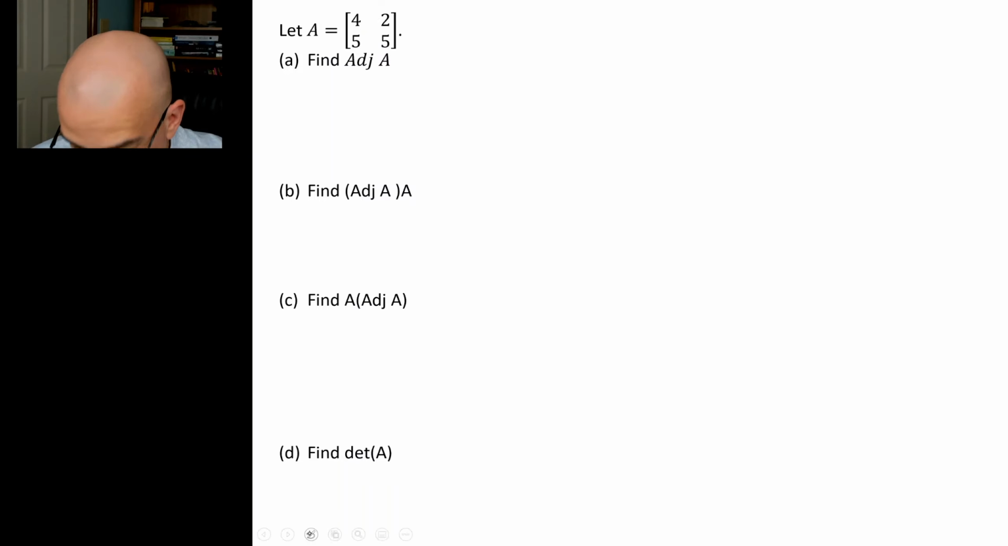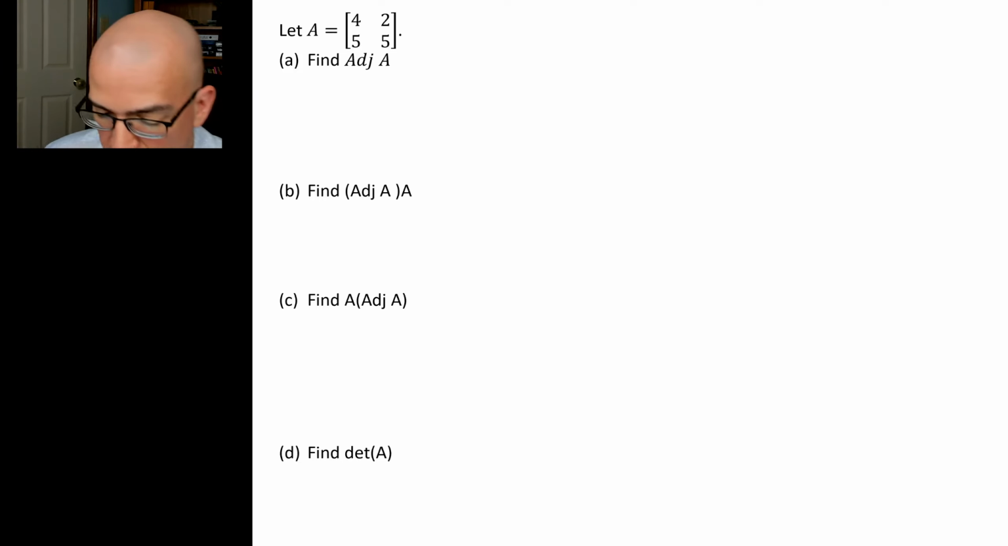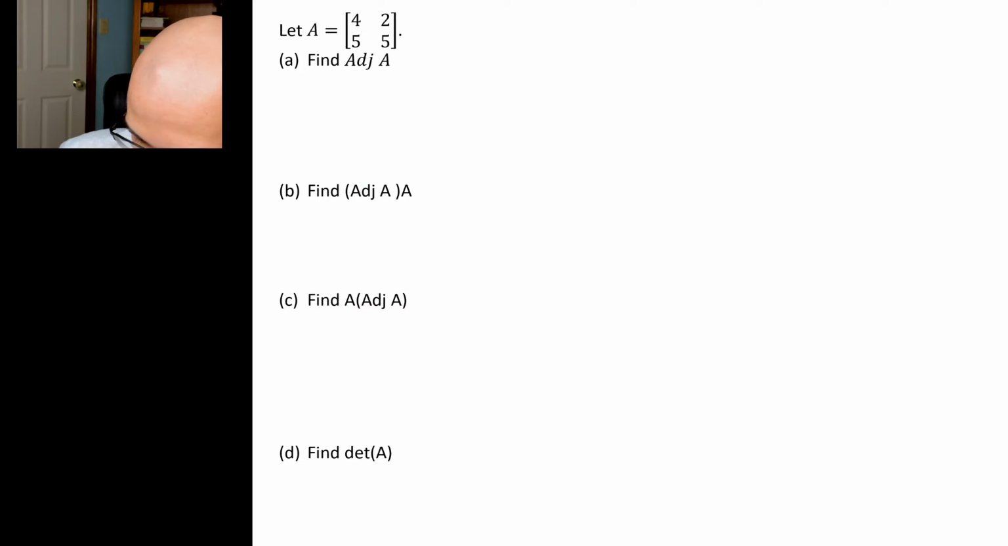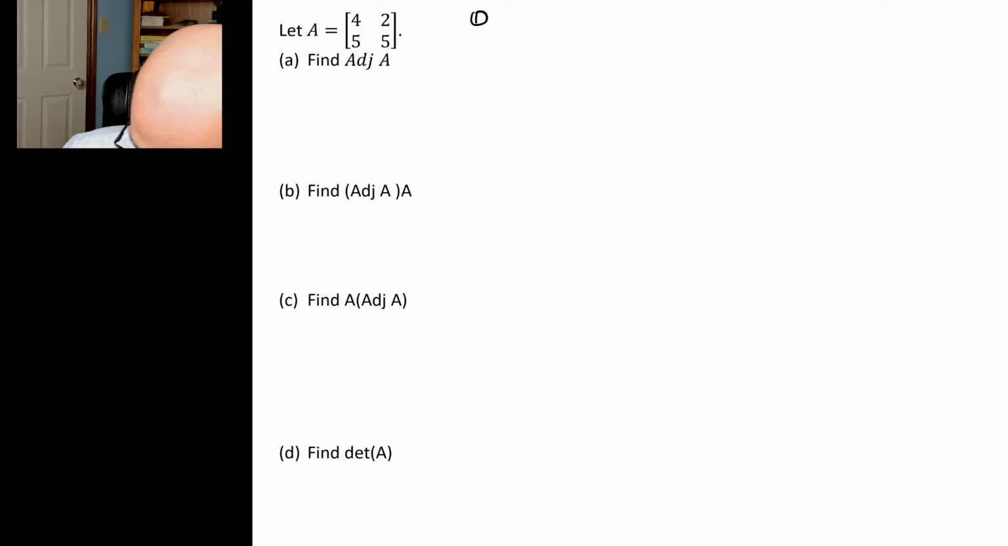Okay, welcome back. In the last video, we calculated a fairly large adjoint of a 3x3 matrix. Now we're going to go back to a 2x2 and we're going to do something with our adjoint calculation. So the first part, we're given this 2x2 matrix and just asked to find the adjoint. So let's go ahead and do that. First step is to transpose it. So A transpose is equal to first row becomes first column, second row becomes second column.